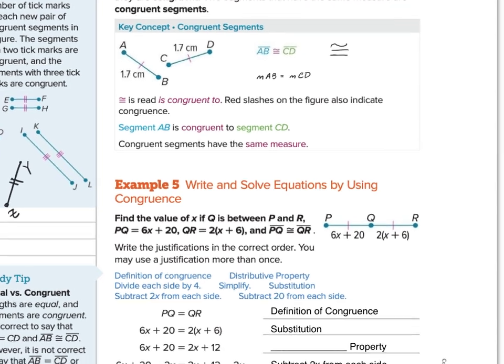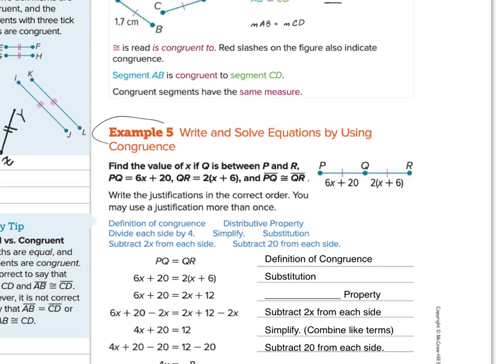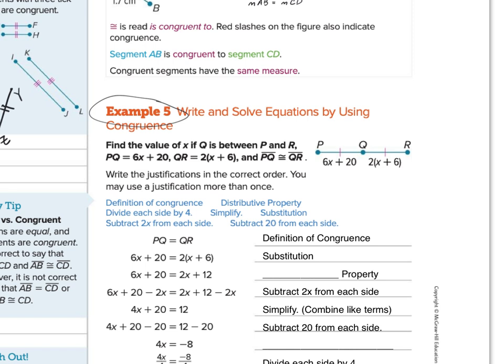So write and solve these equations here in this example. They've told us some information, things that we can probably look at right here, that I should see this little tick mark. That means that PQ is equal to QR. Well, that is my definition. If things are congruent, they are equal. So PQ is equal to QR.